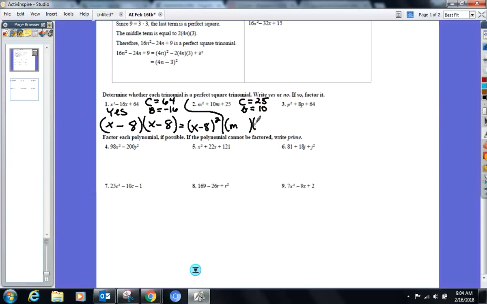Whoa, we got one already there, Kat, huh? 5N. You want to put some signage with them? Both positive. So is this a perfect square trinomial? Yes, it is, because I can rewrite it as m plus 5 all squared.